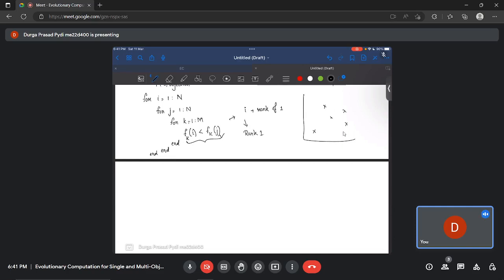But like we discussed, we need to identify solutions with rank 2, rank 3, rank 4. So once you get rank 1 solutions, you remove them from the population. Again you apply the same technique to get rank 2 solutions. Again you remove them, and again you do it.